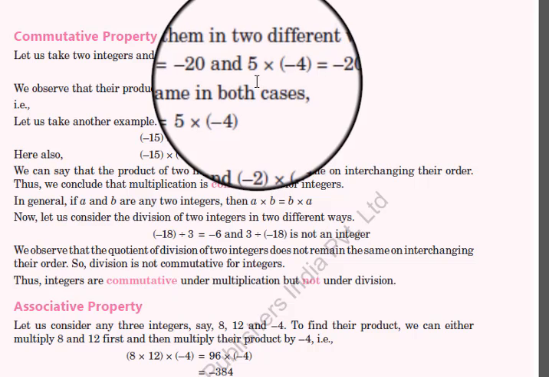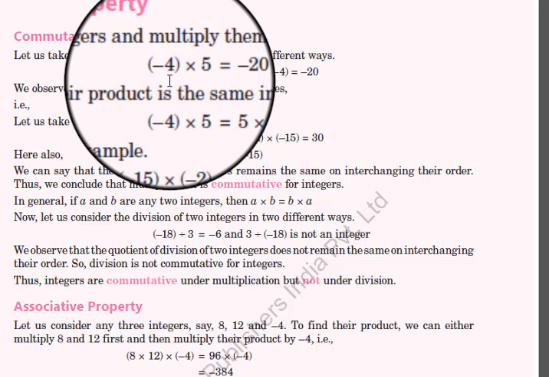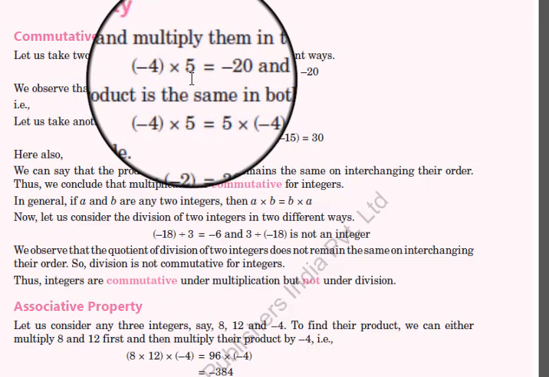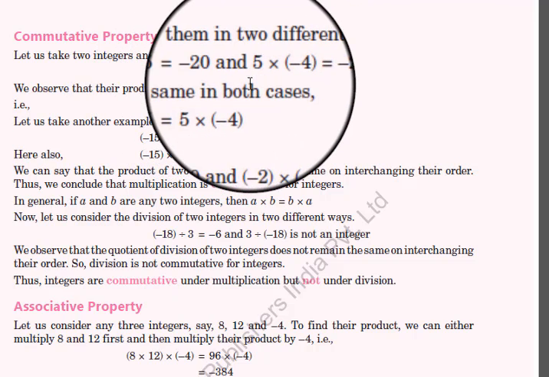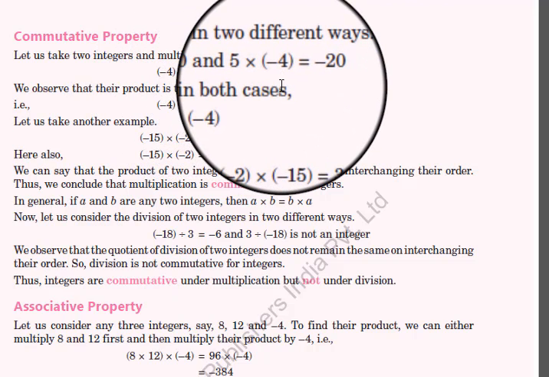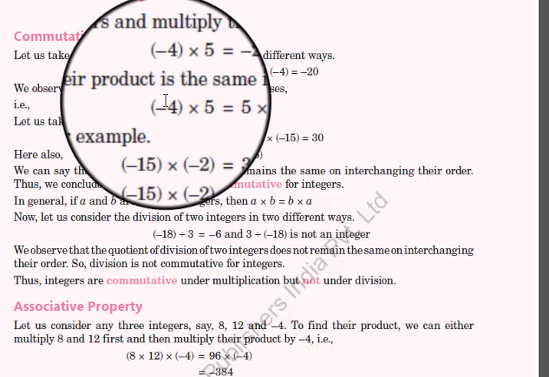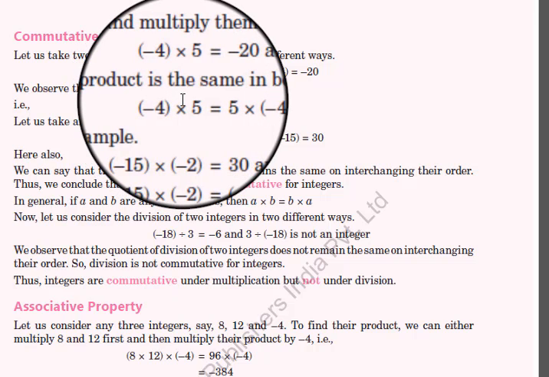And you multiply in whatever order, that is a negative number multiplied by a positive number, or a positive number multiplied by a negative number, the result comes out to be the same. In both cases, the product comes out to be the same.